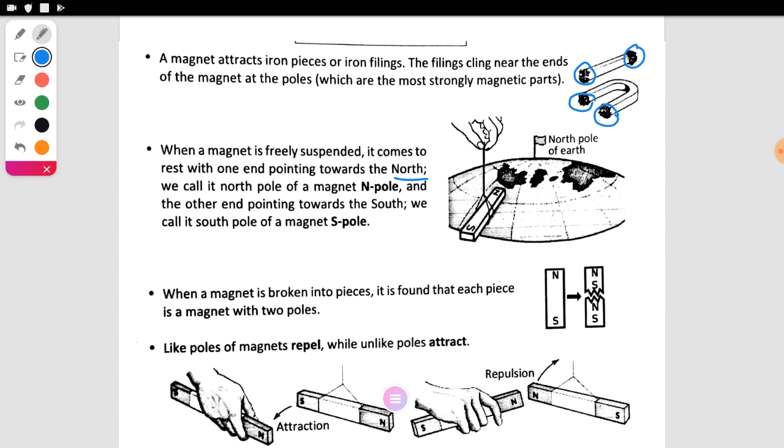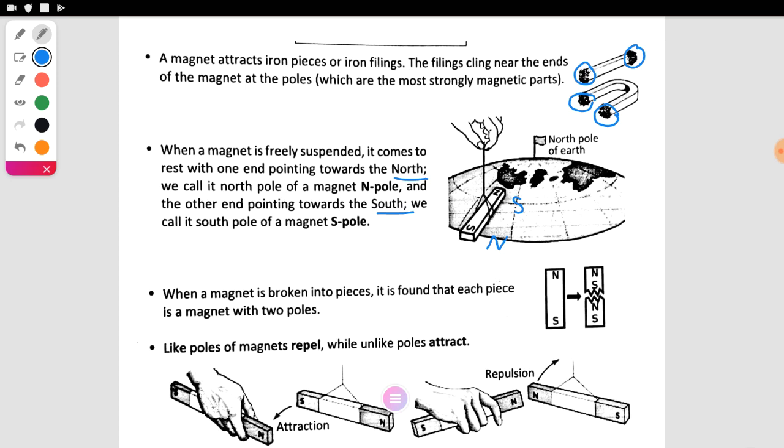The magnet inside the earth has a south pole, which attracts north, and a north pole, which attracts south. Inside the earth is an opposite magnet. So when the magnet is put free, one end moves towards the north, which is the south pole inside the earth. The other end points towards the south, and we call it the south pole of the magnet.